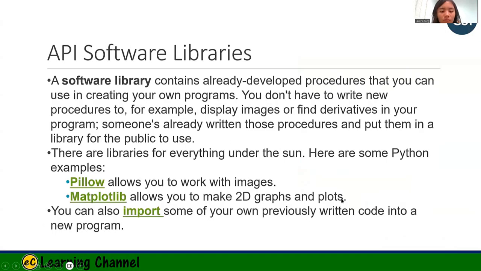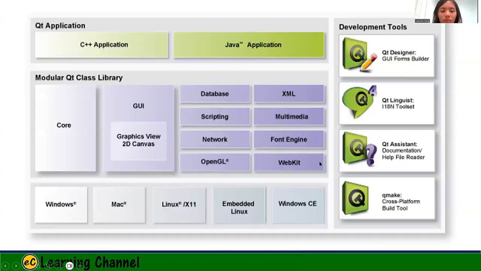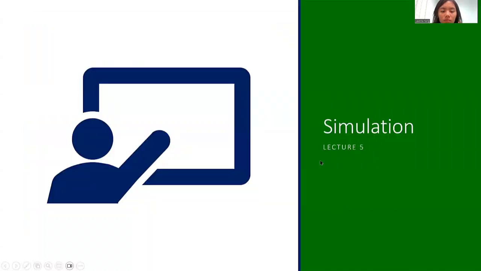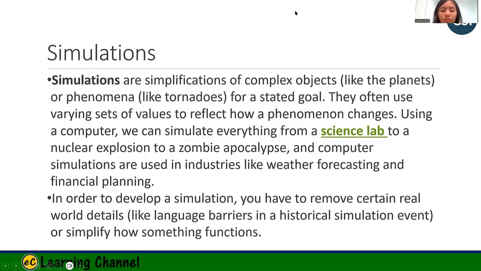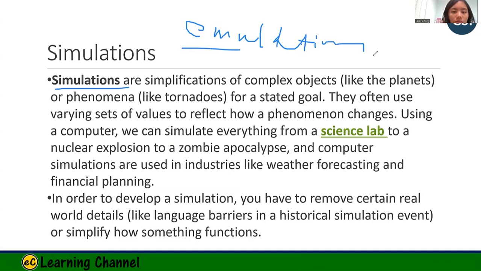A library is when people have already developed some code for you and you can call it. We call it a software library, or API. Simulation, okay, what is simulation? There are 2 words: one is called emulation, one is called simulation. First answer me, what is simulation?